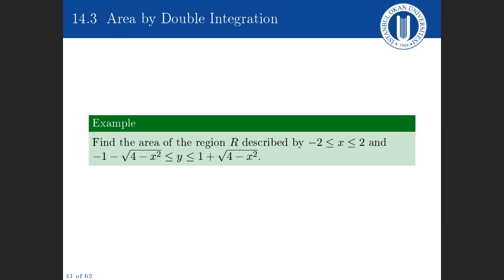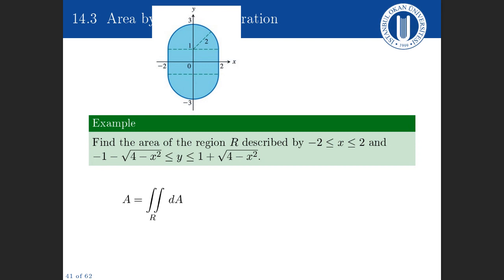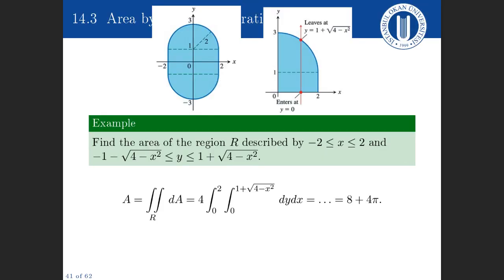Find the area of the region R, described by x is between minus 2 and 2, y is between minus 1 minus root 4 minus x squared, and 1 plus root 4 minus x squared. I'll show you a picture of this region. Here we are. We want to calculate the area of this region. So we're going to do an integral. We know the limits. We're told the limits of integration in the question.